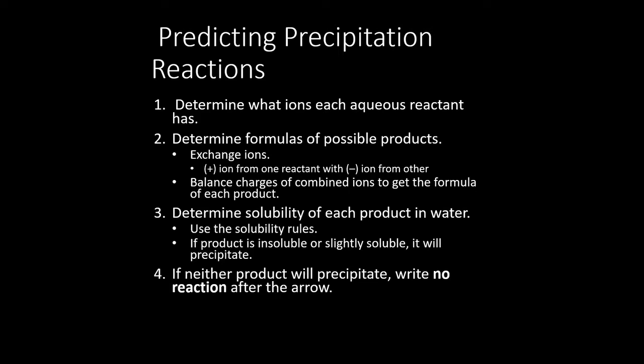Now, if we were doing more complicated chemistry and we didn't have just one in each solution, well then, yeah, it could be possible to have more than 2. For our purposes, we are only ever going to have 2. So, once we swap the ions, take the positive from one, negative from the other, or a cation from one and anion from the other, we're then going to balance their charges to get the correct formula for each of those molecules.